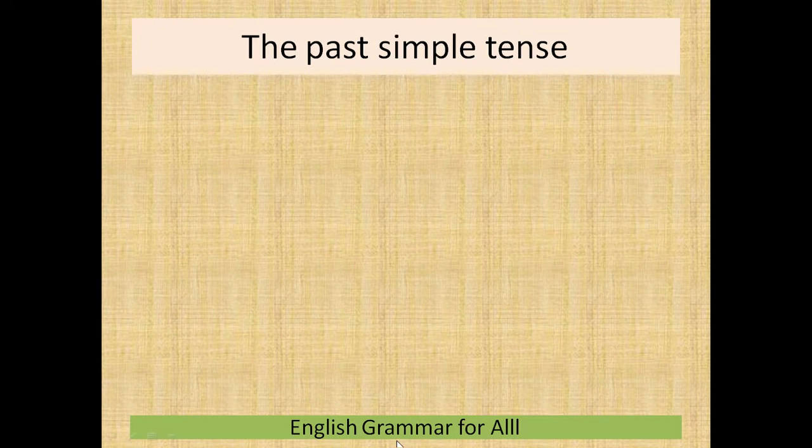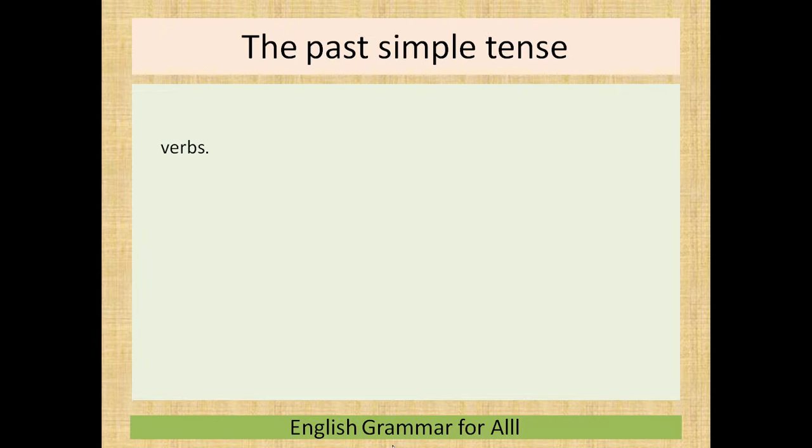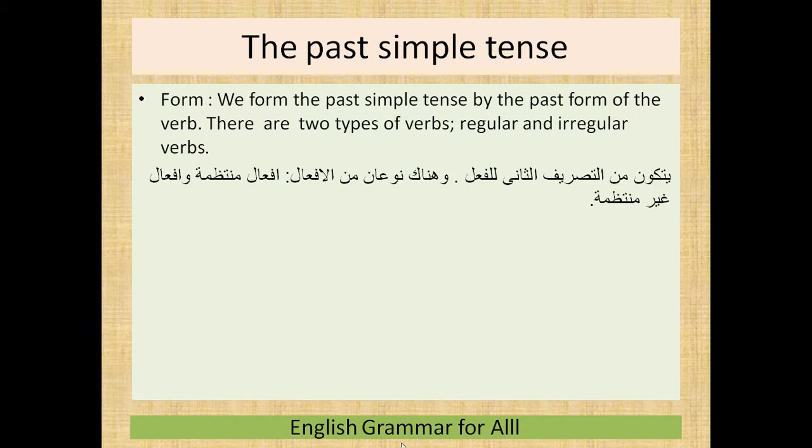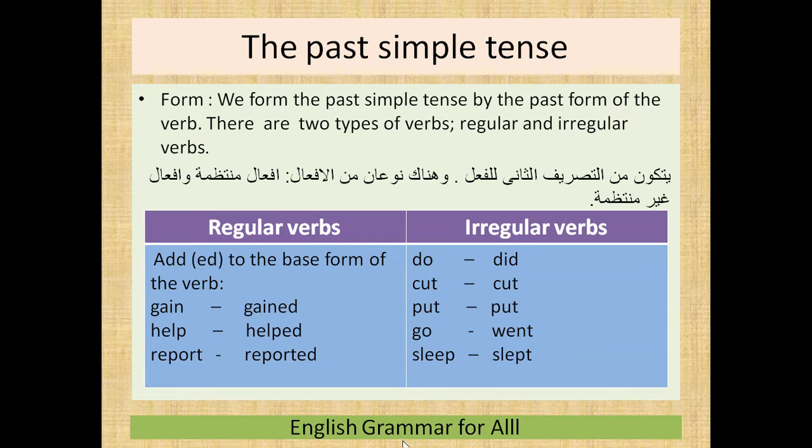In this video I'm going to talk about the past simple tense, and we all know that the past simple tense is formed by the verb in the past form. There are two types of verbs in the English language: regular verbs and irregular verbs. Regular verbs are those verbs to which we add ed to the base form of the verb. Take for example the verb gain. We just add ed in the past form, so it is gained, help, helped, report, reported.